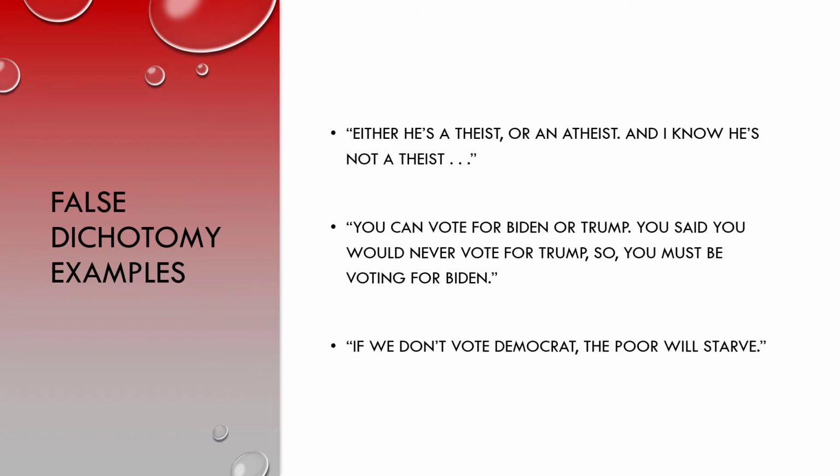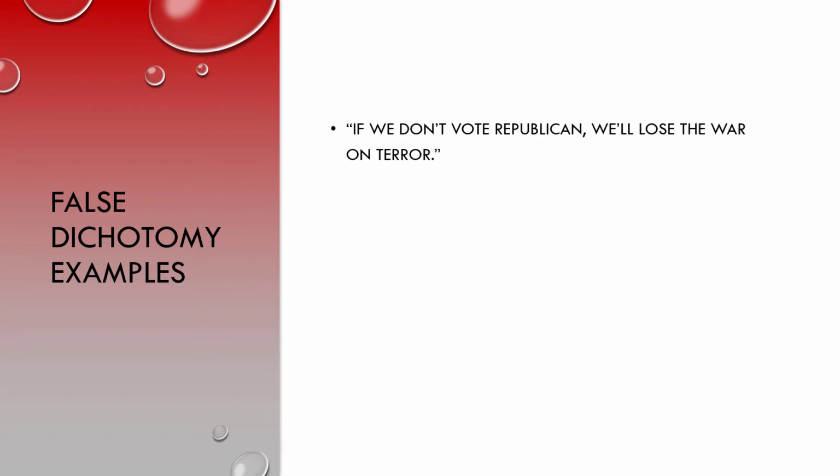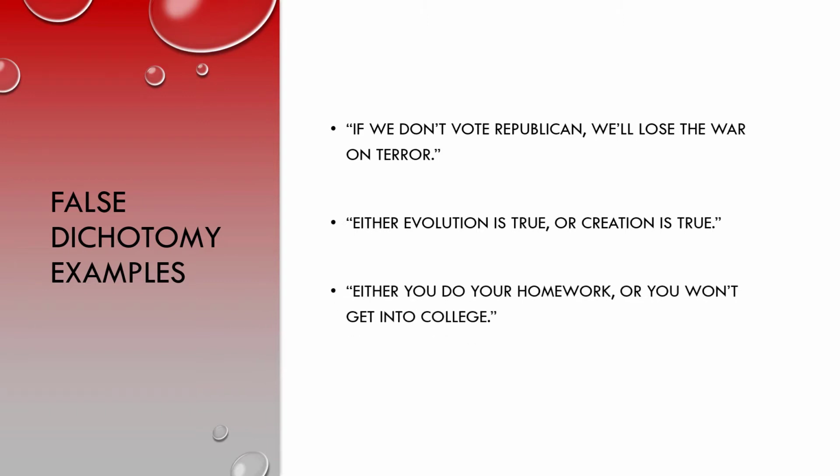If we don't vote Democrat, the poor will starve. If we don't vote Republican, we'll lose the war on terror. Either evolution is true or creation is true. Either you do your homework or you won't get into college. All of these are setting up the worst possible scenario. Well, not necessarily the worst possible scenario, but they're merely presenting 2 options, and there may clearly be other options.